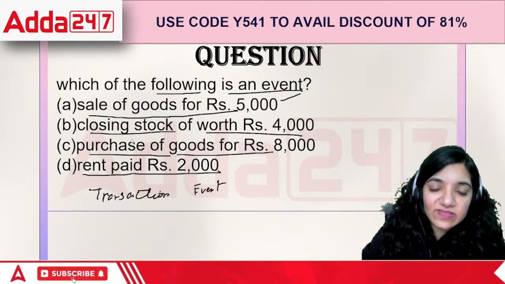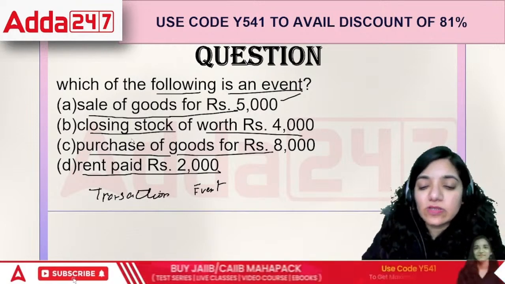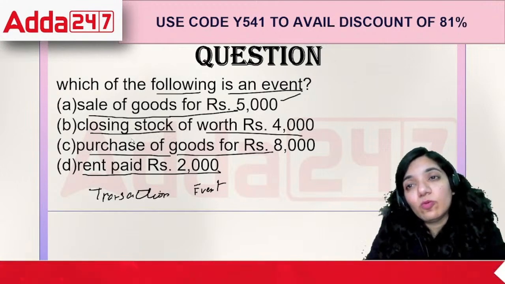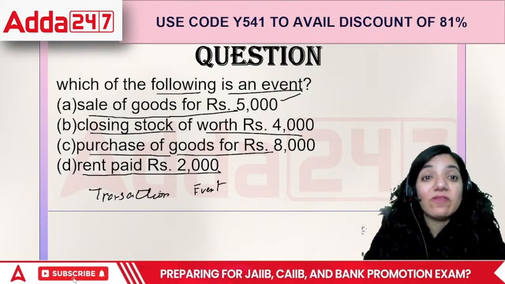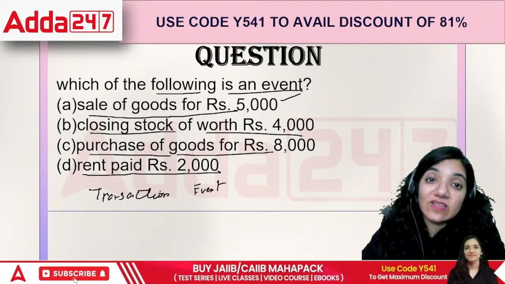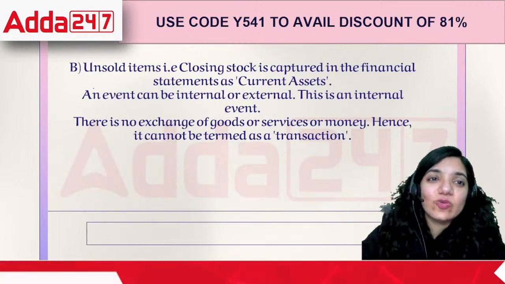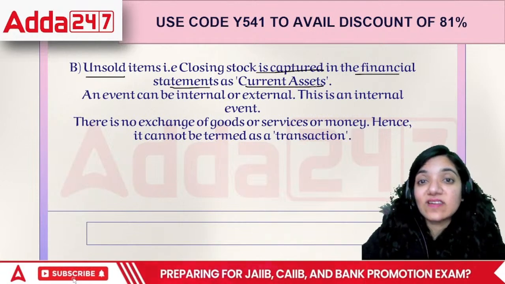Nothing else happens in this area. What next happens there, right? When we talk about the closing stock, it is basically an effect. We purchased goods and among them we sold a few and the rest was still with us. When we have such scenarios, that is where we record it as the closing stock. The unsold items, the closing stock, is captured in the financial statements as the current assets.